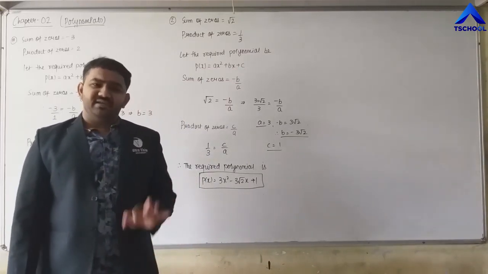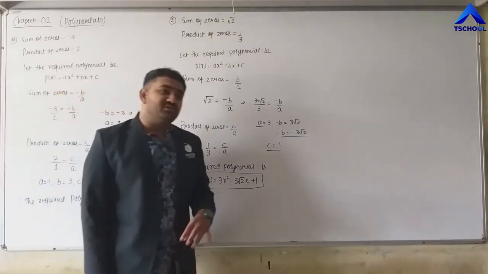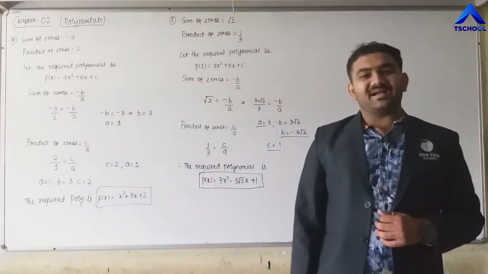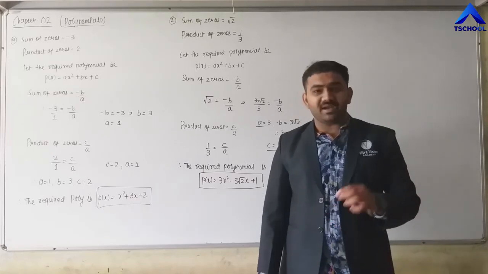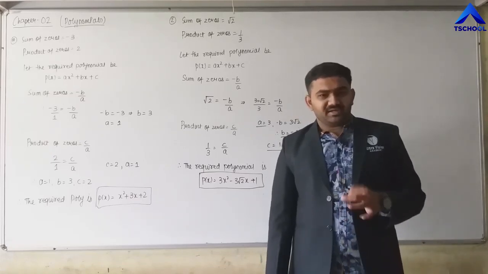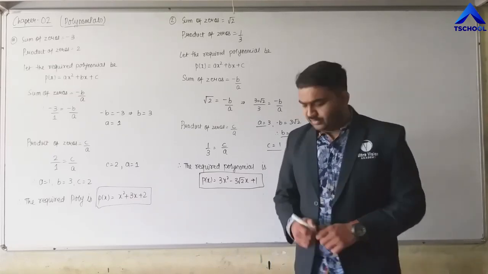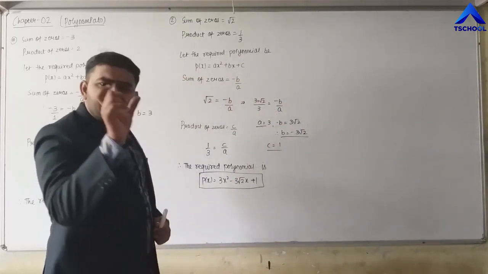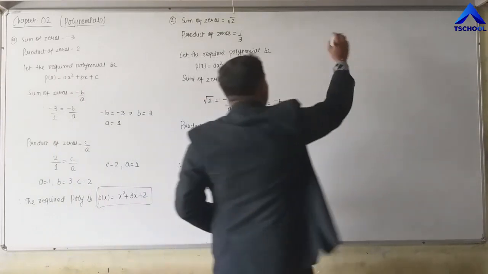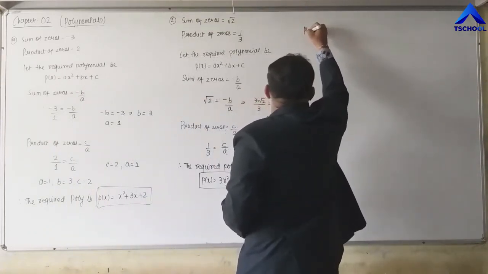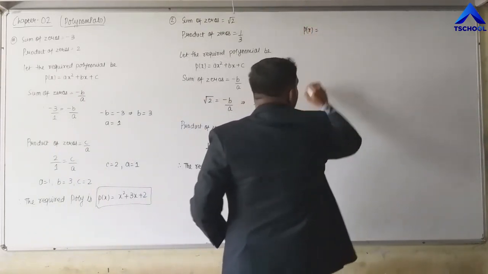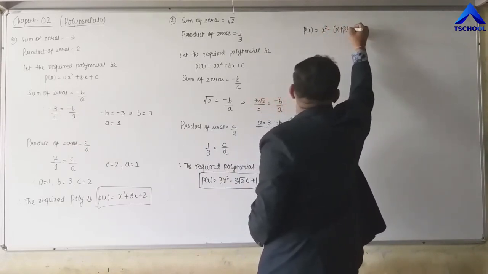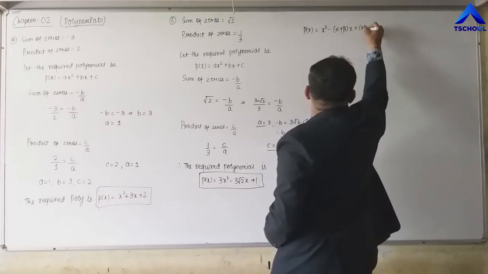This is the easiest one, but this cannot be used if the question is asked for 2 marks or more. If it is asked as a 1 mark question, then you can directly use this trick and get the quadratic polynomial. So before that, you need to remember a small formula to find the quadratic polynomial: the required quadratic polynomial p of x is x square minus (alpha plus beta) x plus alpha beta.